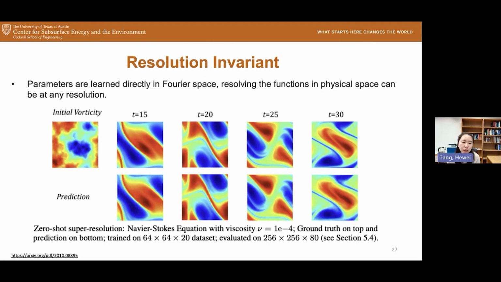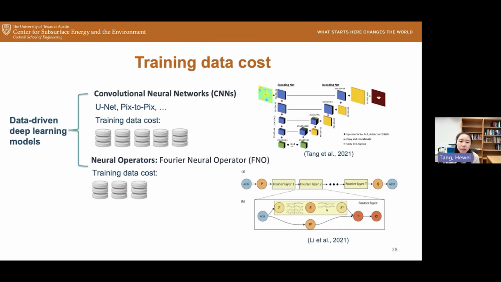This is a very interesting property, and they call it zero-shot super resolution. So from this property, we are thinking about whether we can further reduce the training data cost of these neural operators through multi-fidelity training.